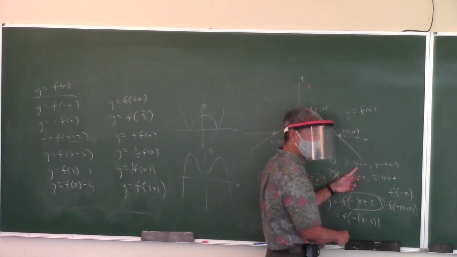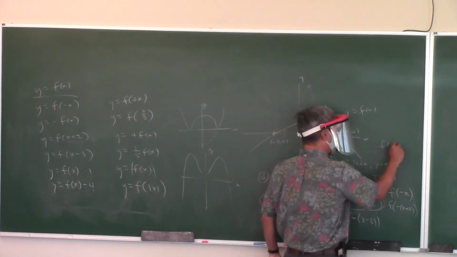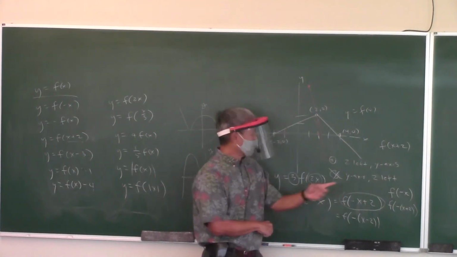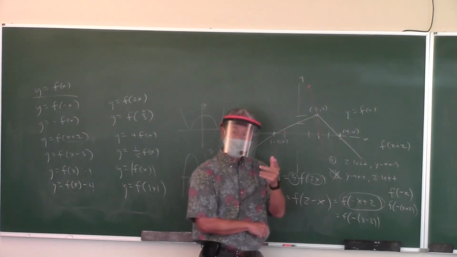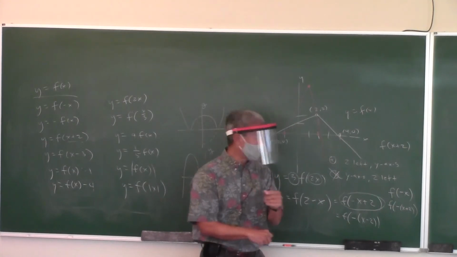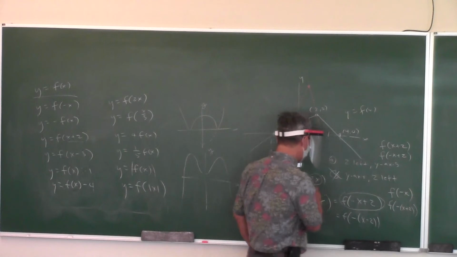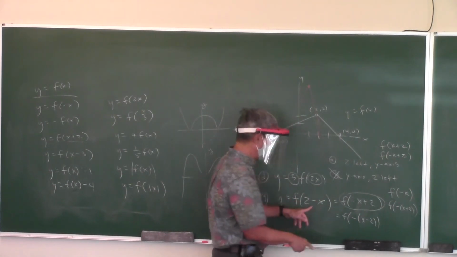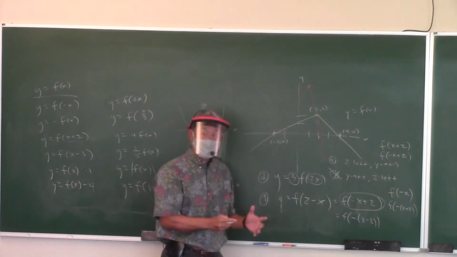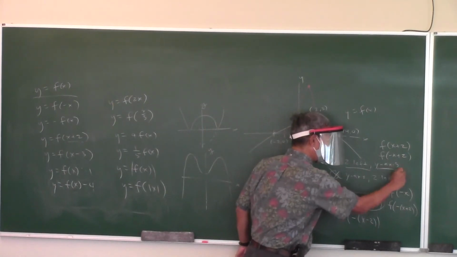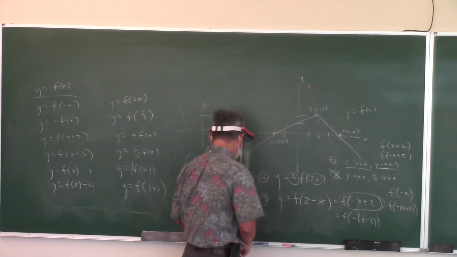Because how do you shift the graph 2 to the left? Don't you substitute x plus 2 for x? Then, how do you reflect the graph over the y-axis? You substitute negative x for x. Is that what we want? Where did it go? Here. Is that what we want? Yep. That's what you do then. So that's what you do. You shift the graph 2 to the left, and then you reflect it over the y-axis.